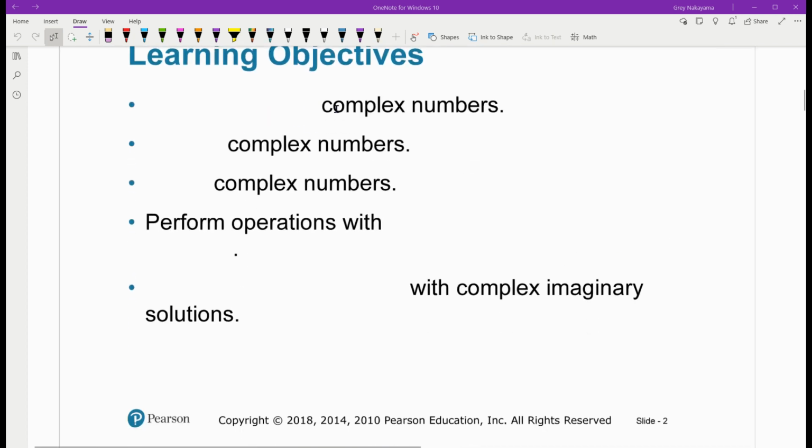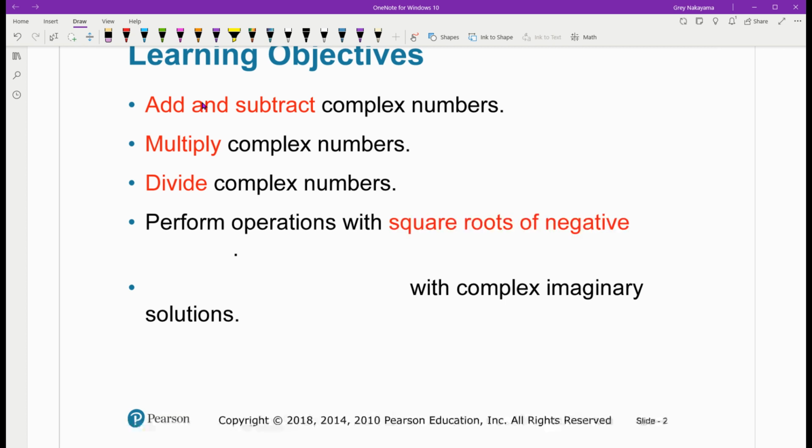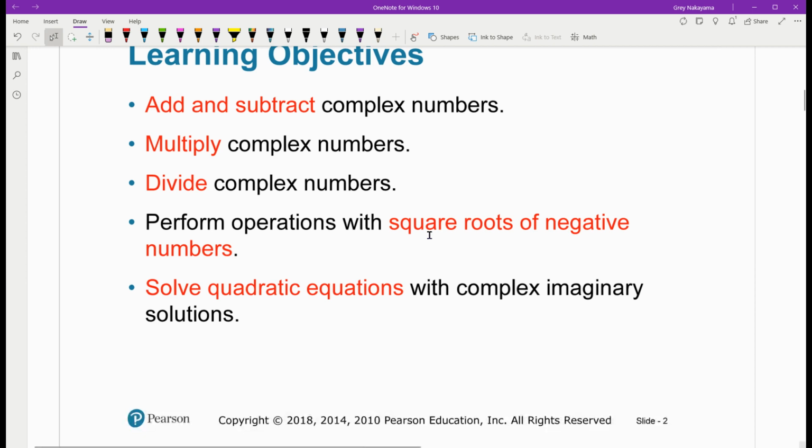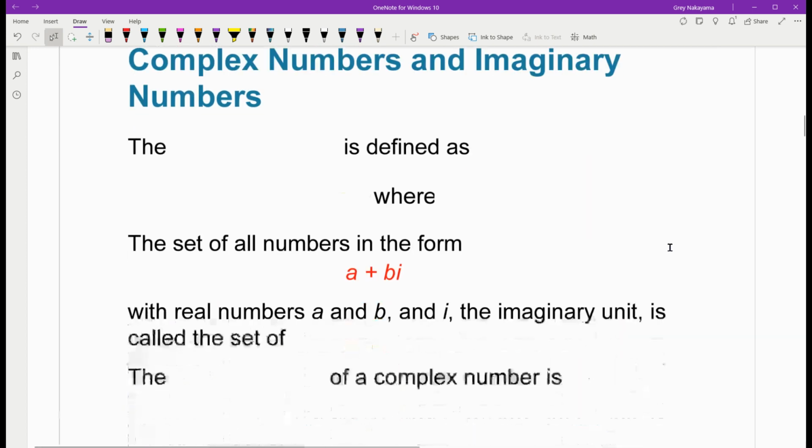So what we're going to cover in this lesson is adding and subtracting complex numbers, multiplying complex numbers, dividing them, performing operations with square roots of negative numbers, and then last but not least, solving quadratic equations with complex imaginary solutions. So first off, complex numbers and imaginary numbers.